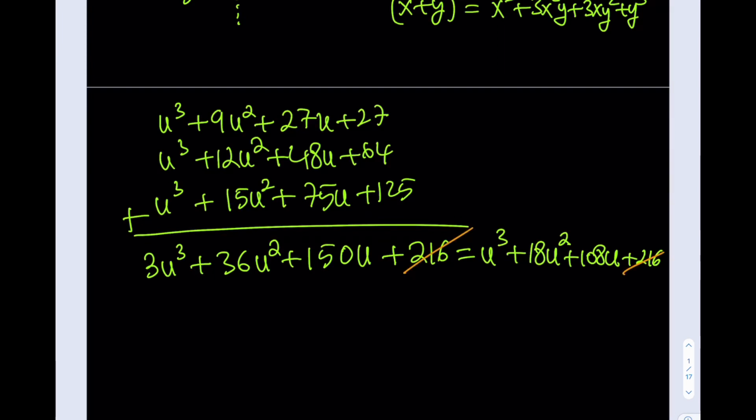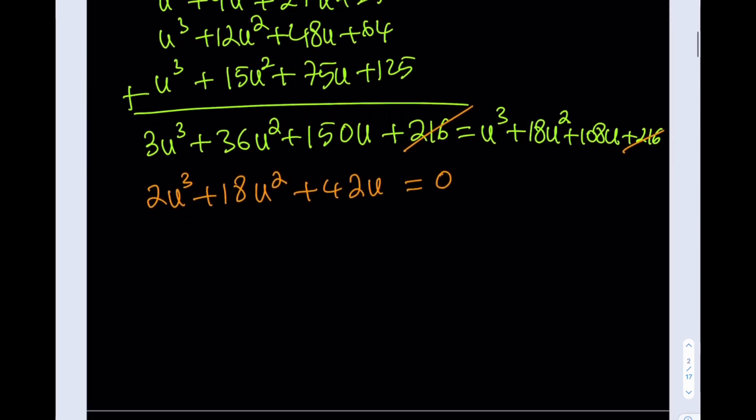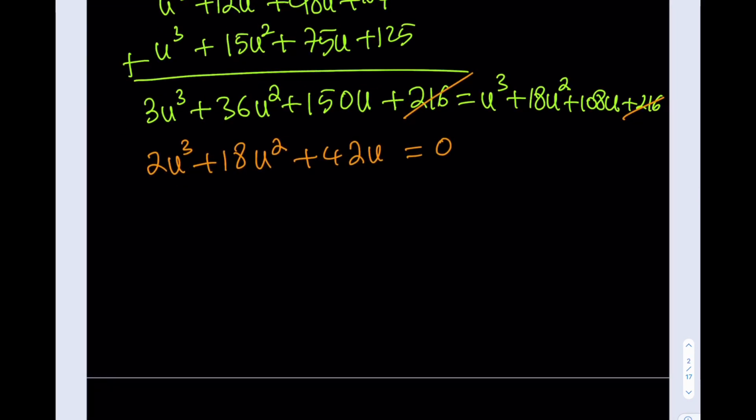Then if you put everything on the left-hand side, you're going to be getting 2u^3 + 18u^2. If I subtract 18u^2, and 108u subtracted from 150u, you're going to be getting 42u. And obviously there's no constant term, so this is equal to 0. Not only is this a cubic equation, it's also a very easy equation to solve. How is that possible? Well, we can factor out a 2u. Again, the 2u comes up. 2u(u^2 + 9u + 21) is equal to 0.